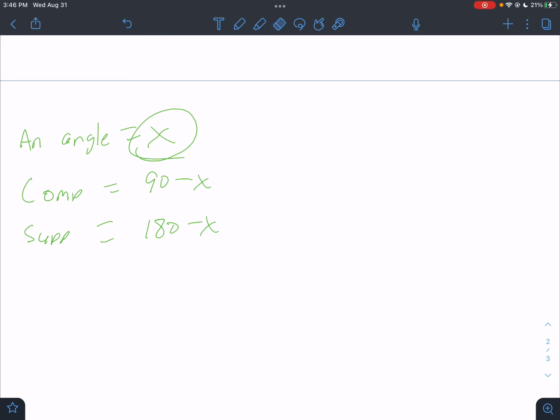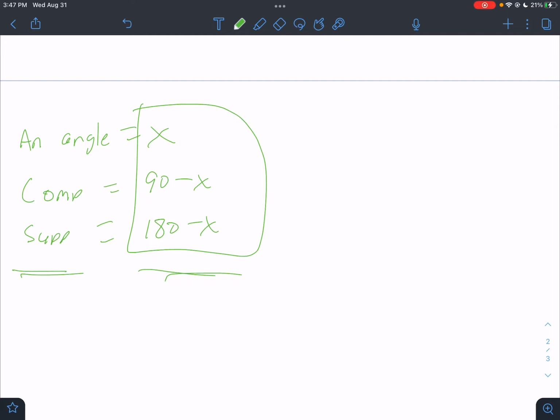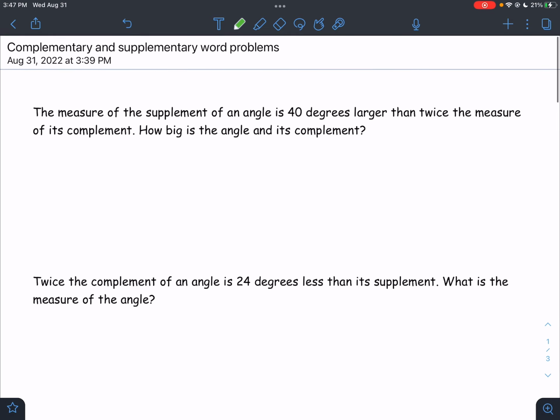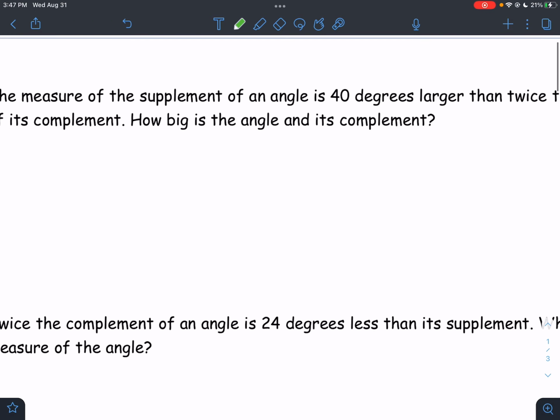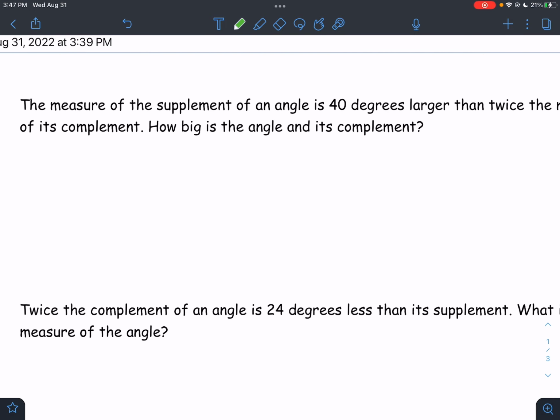We need to keep this information in mind. Those are the translations. Kind of like in Spanish, you translate words. I don't know enough words in Spanish, but it's just like translating one language to another. I'm translating English words into their math equivalents. So keeping that in mind as we go through this, the measure of the supplement of an angle. So there's our first part.